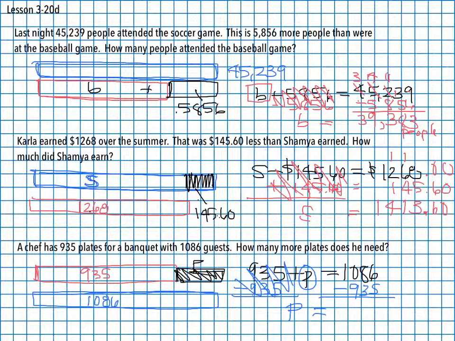And then let's subtract here. 6 less 5 is 1. 8 less 3 is 5. 0, basically 10 less 9 is 1. So the chef is going to need an additional 151 plates.